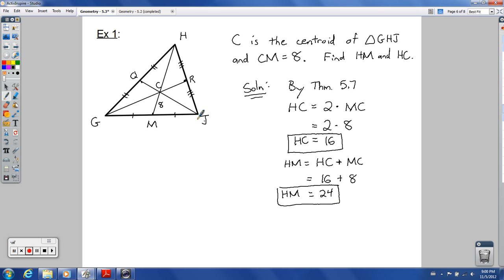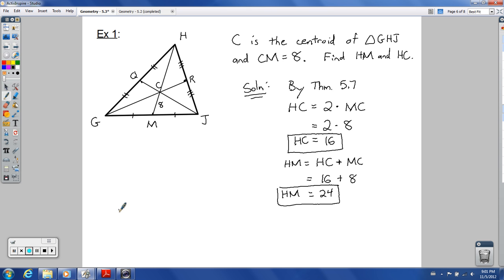And so if you look at the way the book has it, it says this is 1/3 of the whole thing, which is true. 8 is 1/3 of 24. It says this is 2/3 of the whole thing. So 16, that's true. 16 is 2/3 of the whole thing, 24.